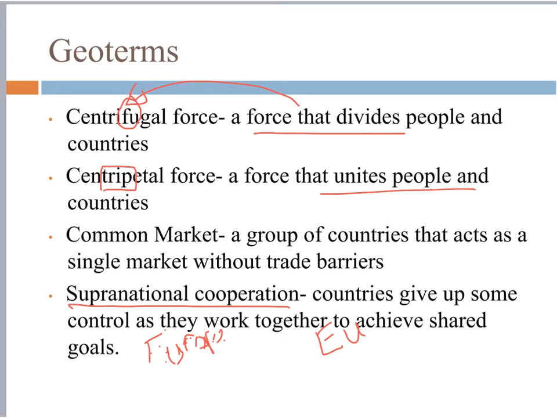And most of the reason why they did this is for a common market. And that's a group of countries that act as a single market without trade barriers. Now, when we talk about market, we are talking about business. So they're doing it for economic reasons. In other words, money. So take a minute, pause this video, and make sure that you have all the definitions written down in your geoterms.